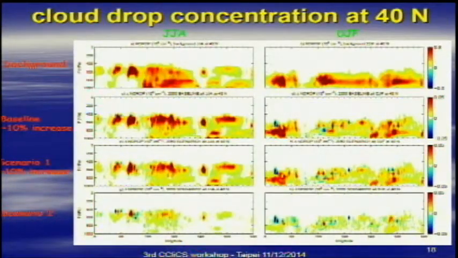So next I'll look at the cloud drop number concentration. The top panel is the background at the same cross section. And you have the baseline simulation, scenario 1, scenario 2. You get the enhancement where you have mid and low level clouds. This is over North Pacific. This is over North Atlantic. We're looking at about 10% increase, which is almost in line with the increasing background aerosol concentration. But when you move to scenario 2, you don't get the same kind of increase in cloud drop number concentration, because in scenario 2, there are no sulfate emissions.